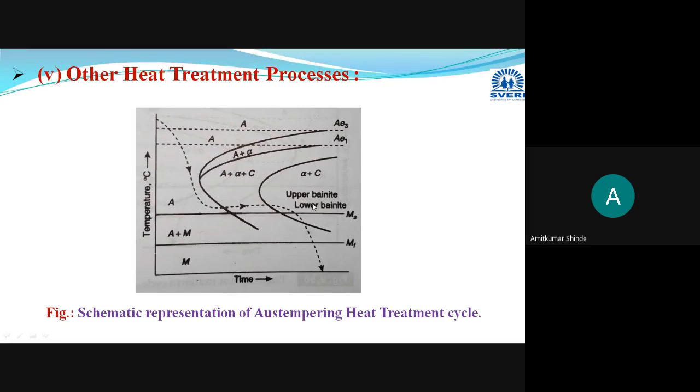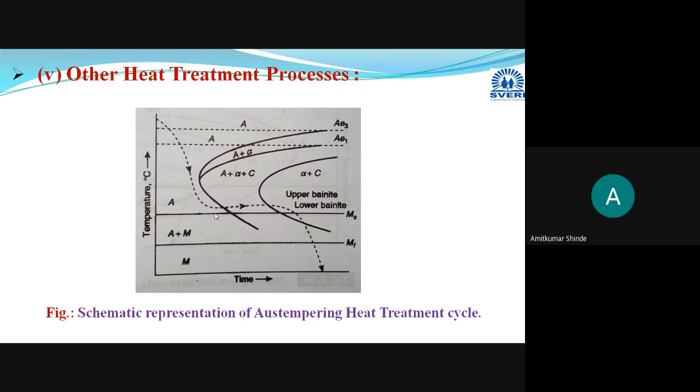The cooling process requires more time, as here we are permitting the bainite transformation. It requires more time, that's why this process is costly. This is a very costly process. But sometimes you want better toughness as compared to the martensite side, which may result in brittleness of the material.